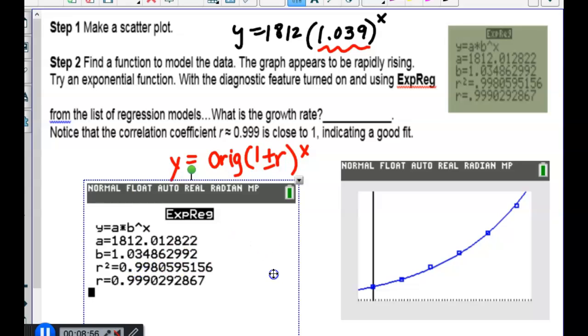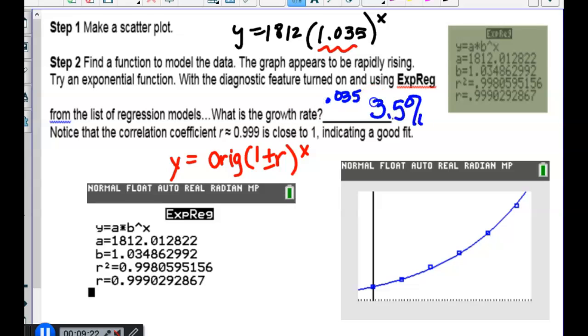Totally right. 0.03, oh, 0.035 or 0.039. Yeah, I don't know what I was doing. Let's just go with that. Thank you for fixing me. So the growth rate is 0.035 or 3.5% if we move the decimal over twice.